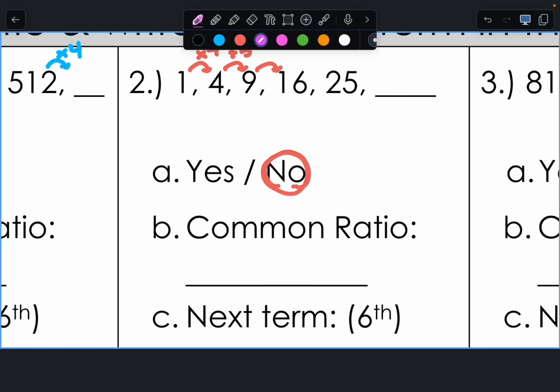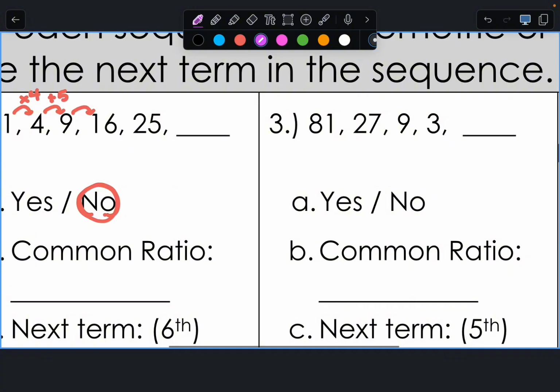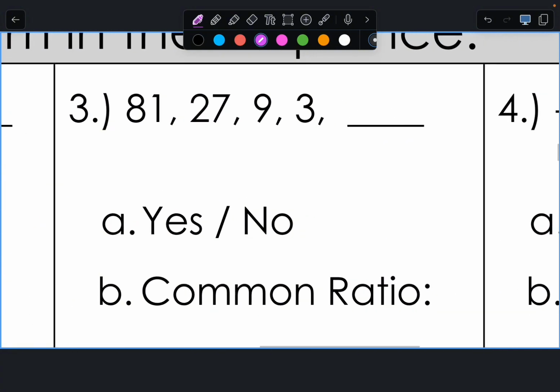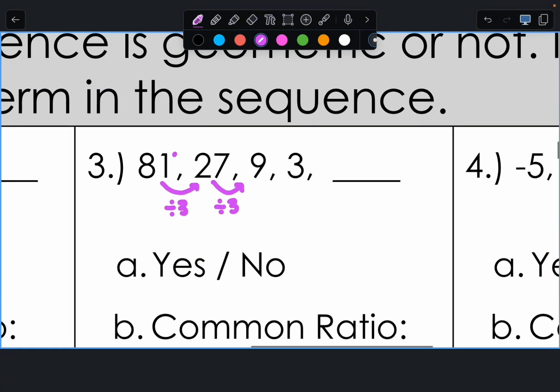Number 3. If you look at those numbers, you notice that those numbers are decreasing, meaning they're dividing. So to get from 81 to 27, we divide by 3. But the common ratio is based on the multiple, the factor. Your common ratio, your r, is not 3. Dividing by 3 would be the same as multiplying by what? Multiplying by 1/3. Now, some students forget that those are equivalent, that they are the same thing.